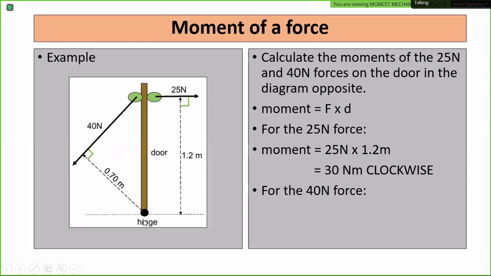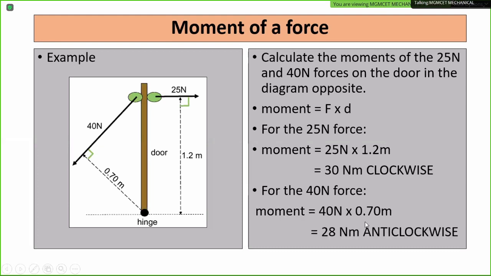Now, moment of the 40 Newton force. To understand the concept of the perpendicular distance, here it is directly perpendicular about this hinge. But the 40 Newton force is an inclined force. While calculating the moment, you have to consider the perpendicular distance. See, here this is 90 degrees. So the 40 Newton force moment will be 40 into 0.7, and will it be clockwise or anti-clockwise? What will it be? Anti-clockwise. So purposely I am not writing the sign convention here. You decide whether clockwise is positive or negative; that depends upon you.